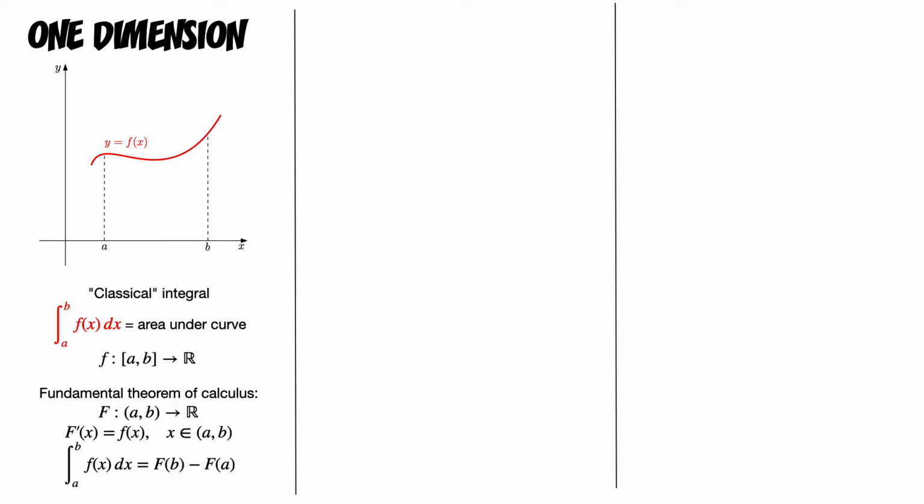It's finally time to put everything we've learned about coordinate systems and surfaces to use. So let's start with a quick revision of the different types of integral we've seen so far. A classical integral in one dimension gives us the area under the curve between the endpoints A and B, and the fundamental theorem of calculus tells us that if the integrand has an antiderivative, then the integral is found as the difference in values of the antiderivative at the endpoints.